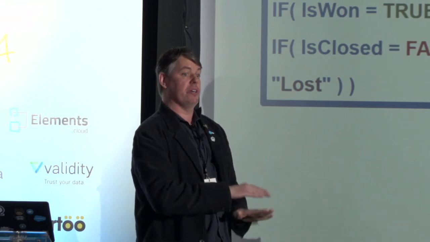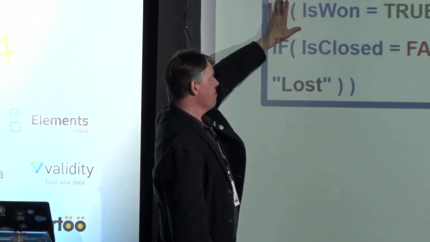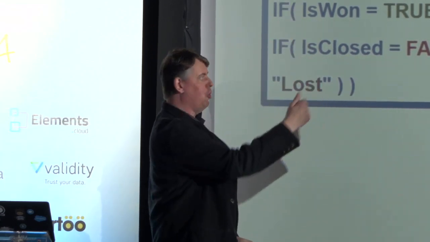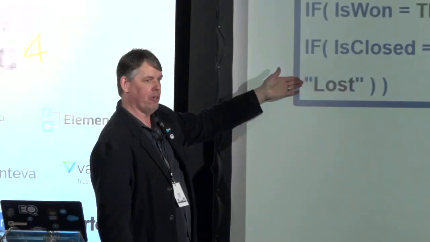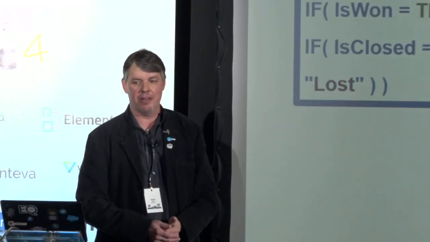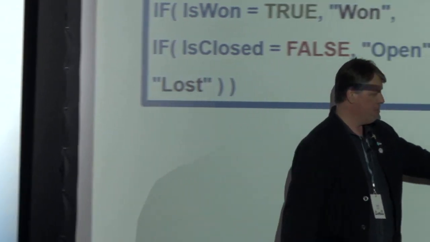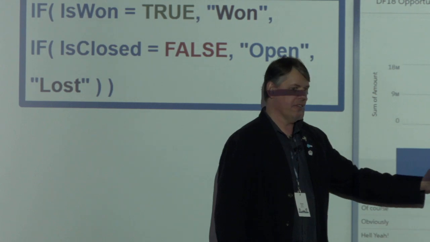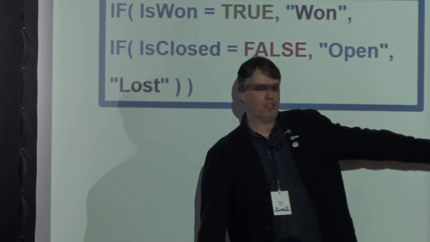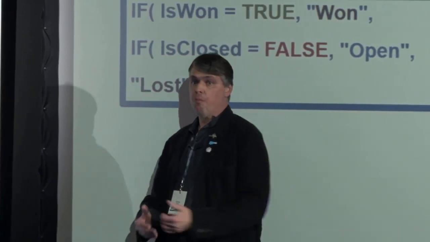And they're mutually exclusive. Any record that meets this criteria gets stamped with the word won. Any record that meets this criteria gets stamped with the word open. The only thing left can be the losses. So I simply return the word lost and close out my nested if statement. Now I can get a report that looks like this. All my pipeline revenue in 3 nice, neat buckets. What's won, what's lost, what's open.